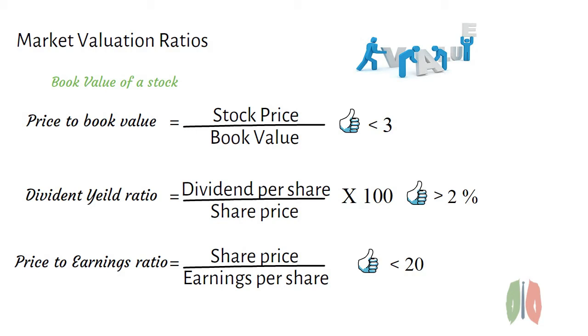Sometimes the PE ratio is not the constraint to select a stock, because sometimes stocks having a higher PE ratio tend to perform well. So all the ratios which we have discussed in this video are not the only ones. There are many other ratios. Due to the time constraint, I have discussed only some of them.